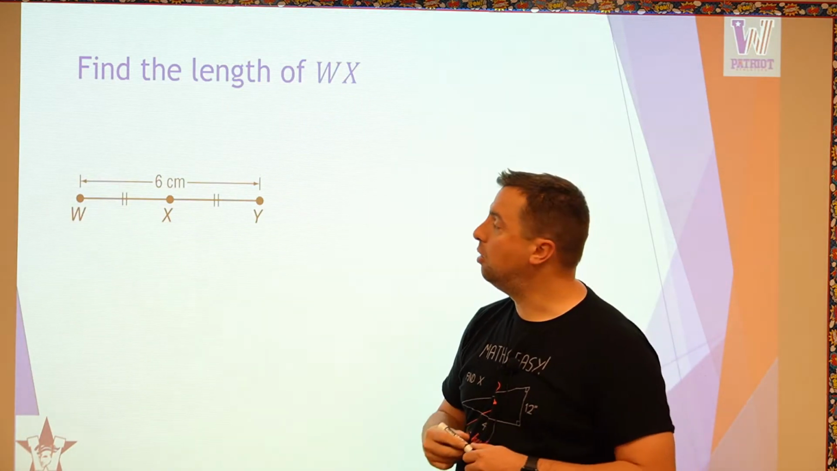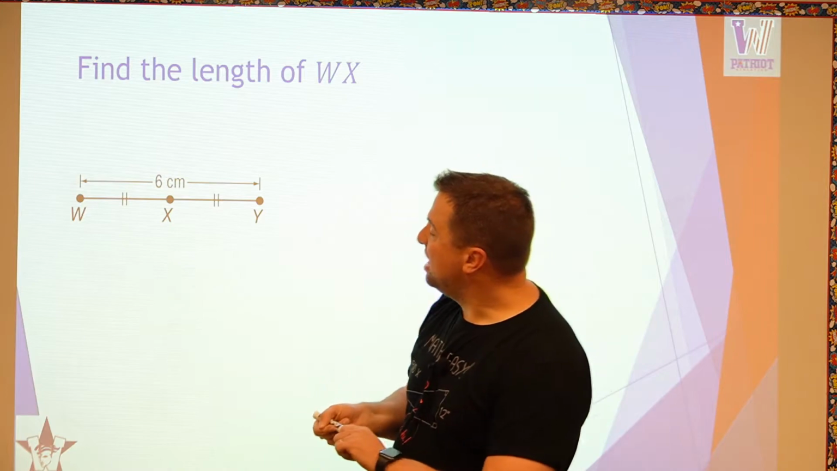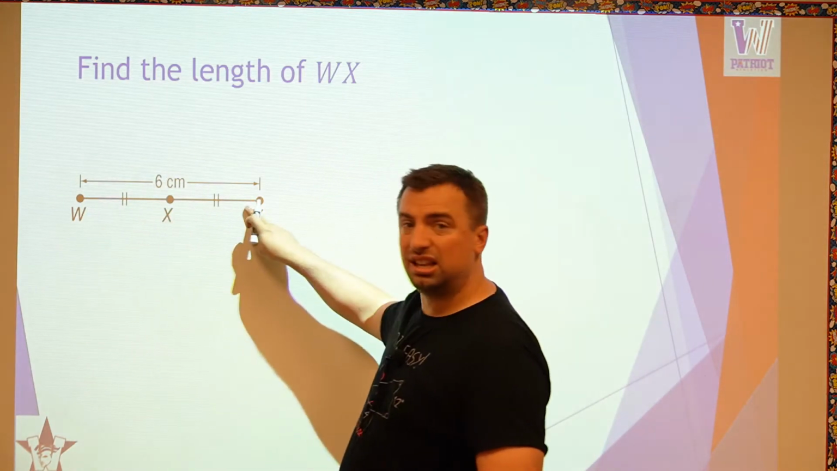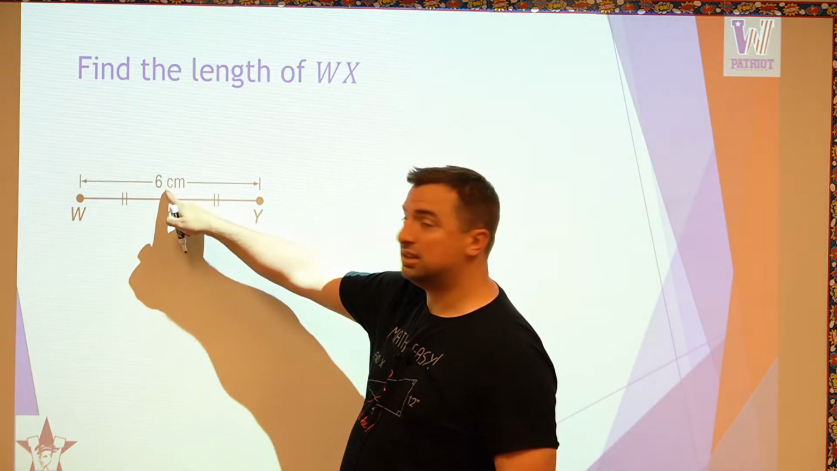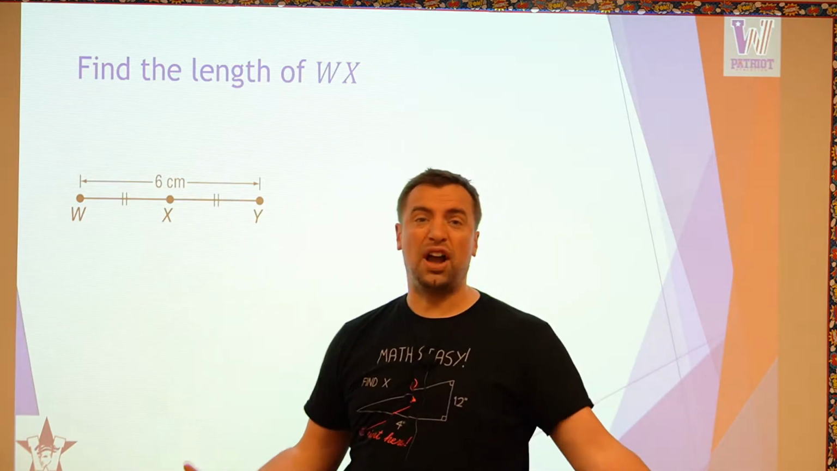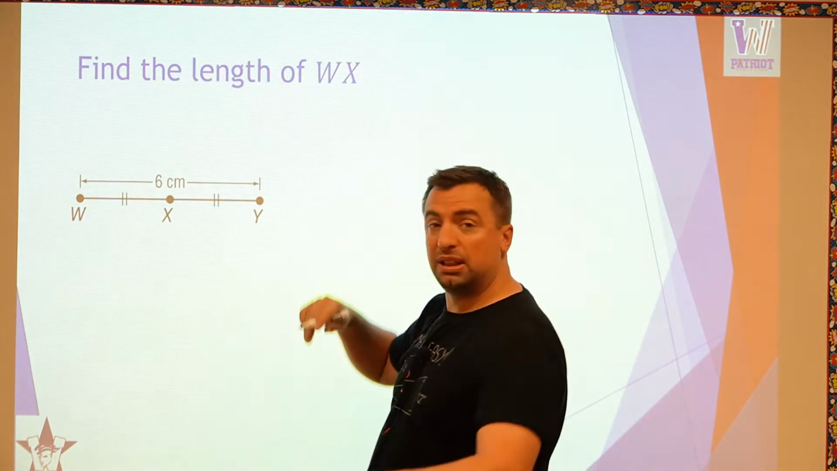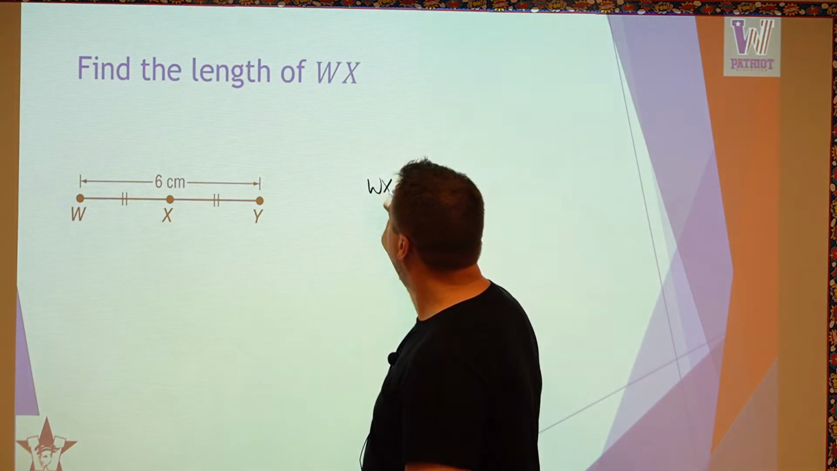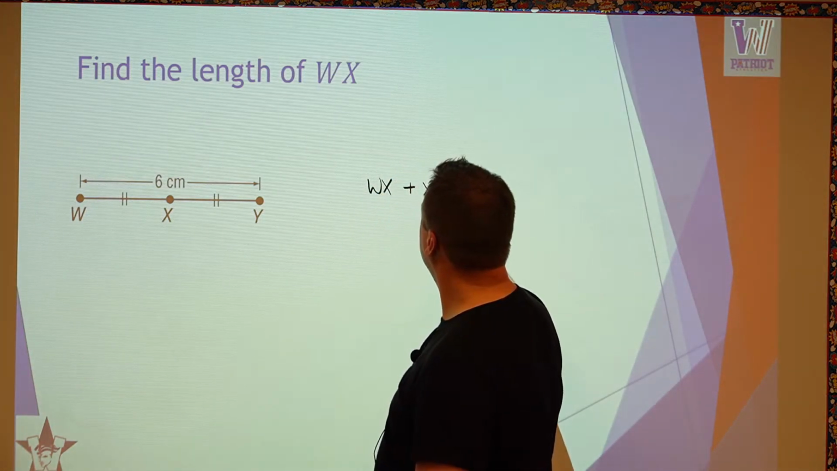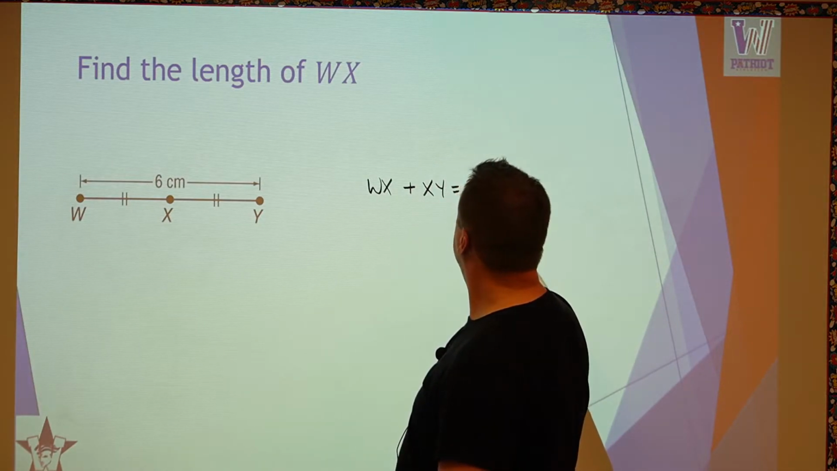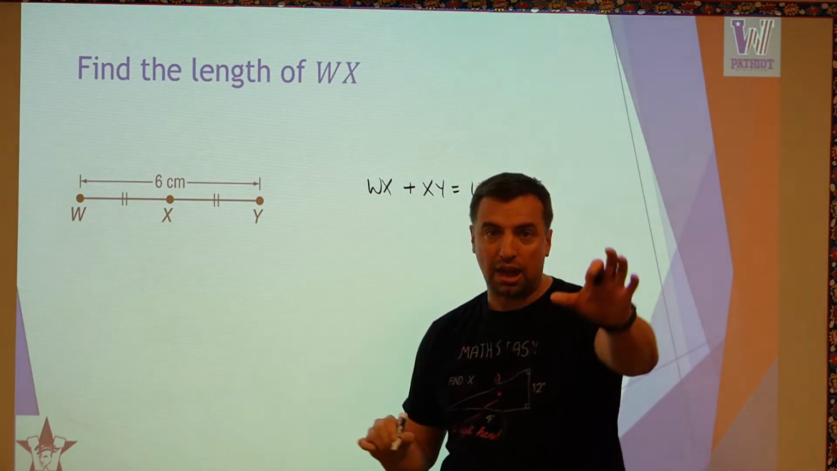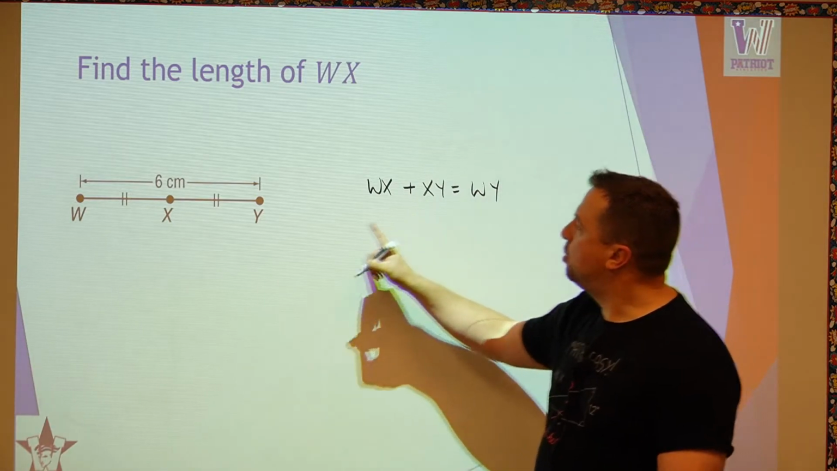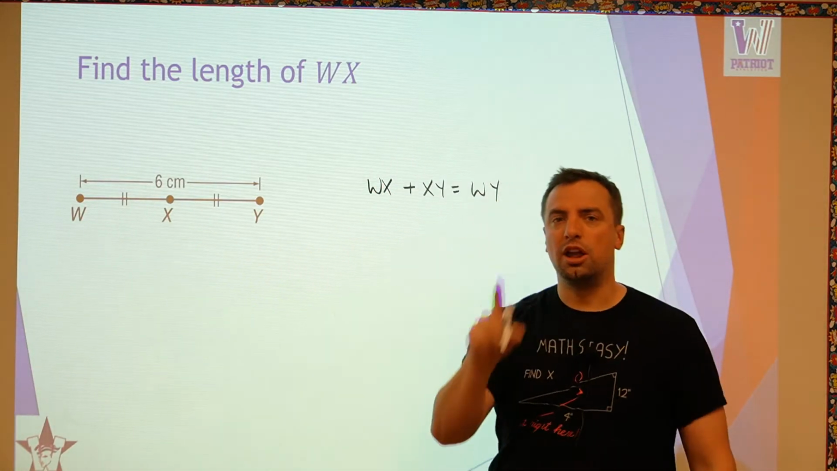Well, here's what we know. We know that this length is equal to this length. Well, guess what? Since that's 6, we just divide that by 2. We know it's going to be 3, but let's show you how to do it mathematically. Here we go. WX plus XY equals WY. We know that from our segment addition postulate.